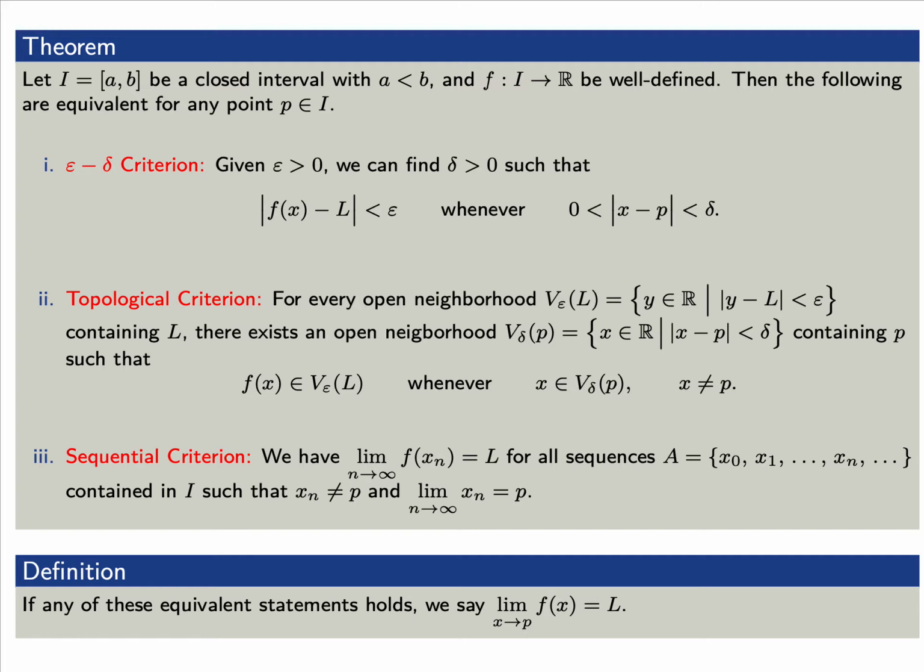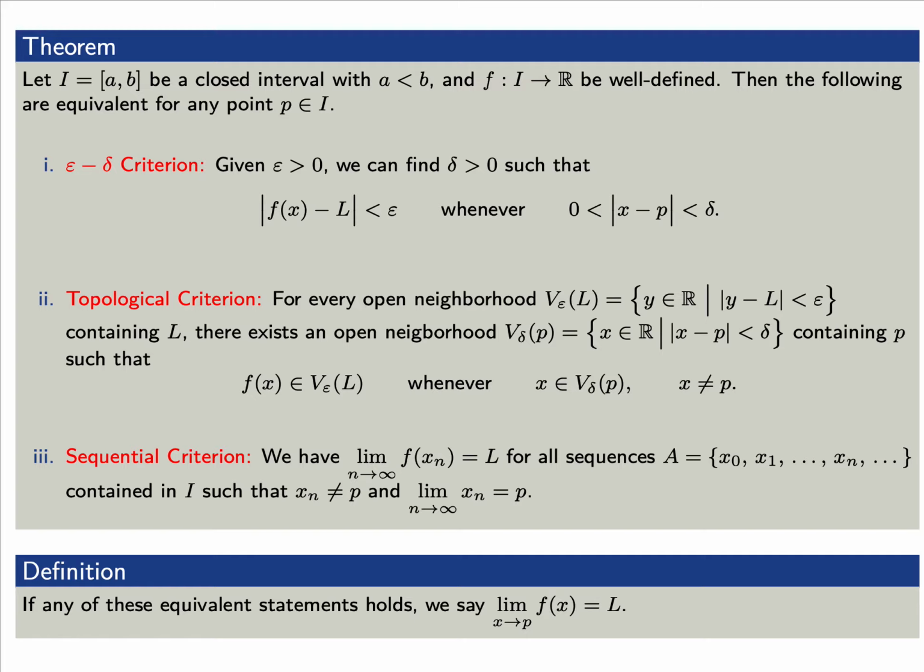And finally, we have the sequential criterion. We have the limit as n increases without bound of f of x sub n equals L for all sequences A contained in I, such that x sub n does not equal P, and the limit as n increases without bound of x sub n equals P.